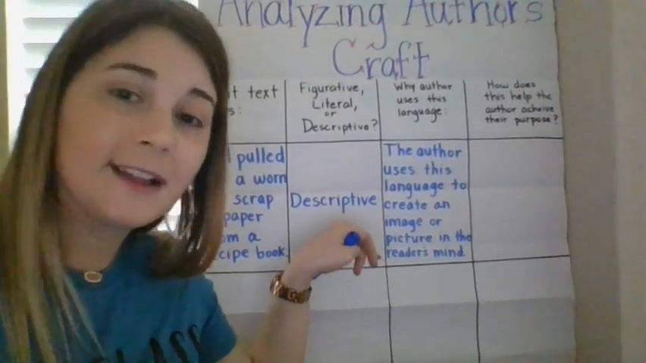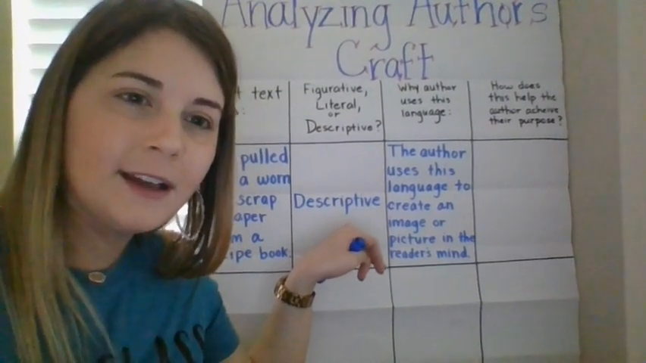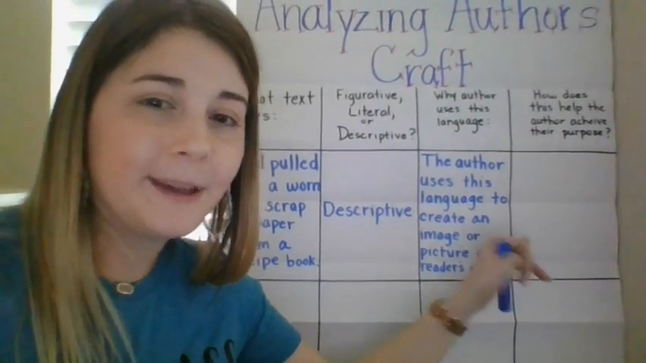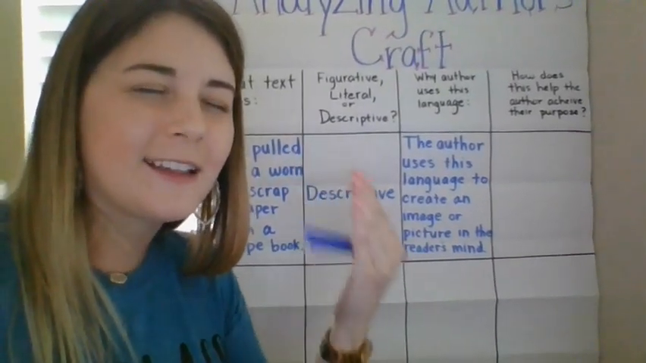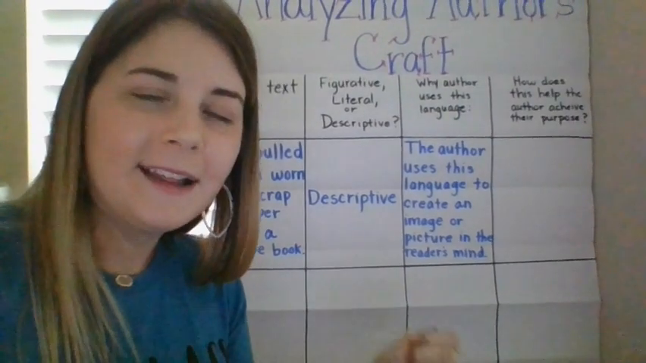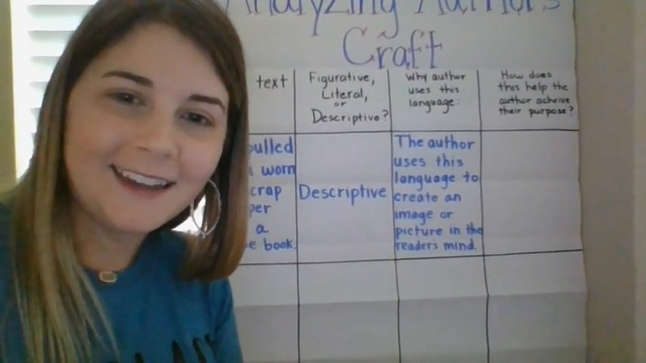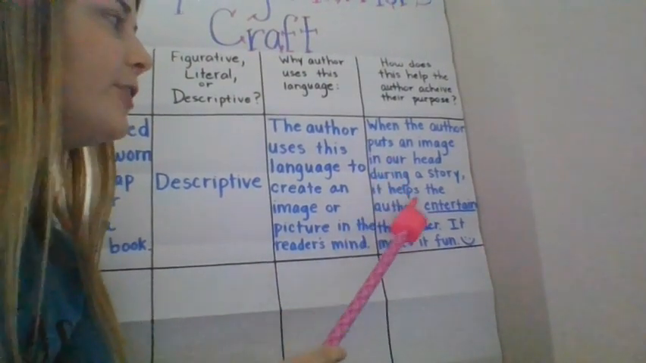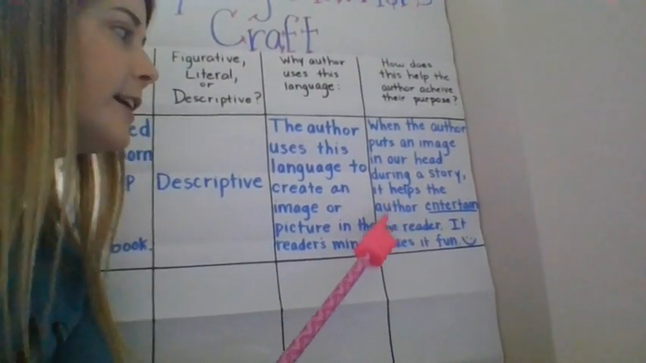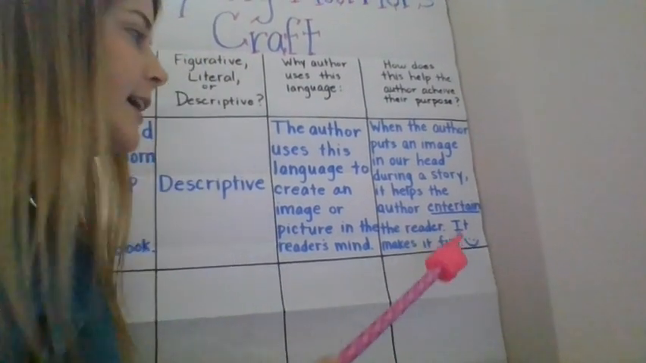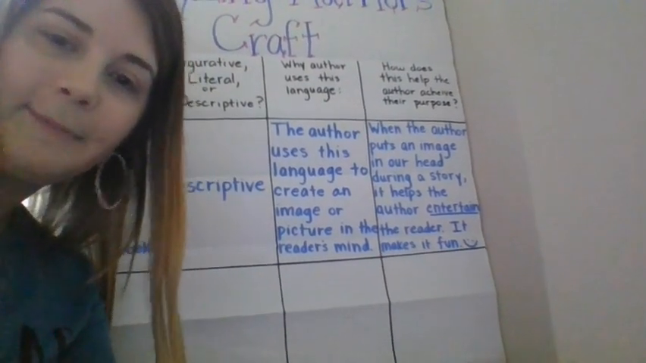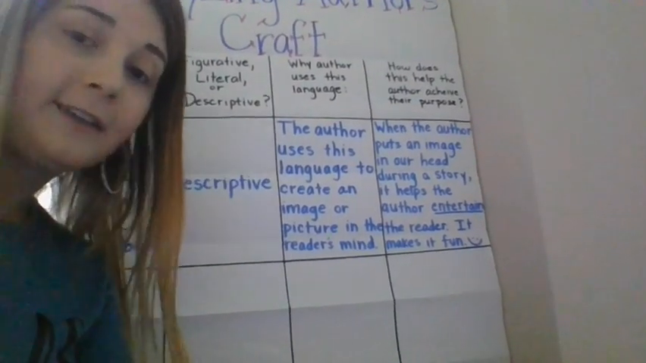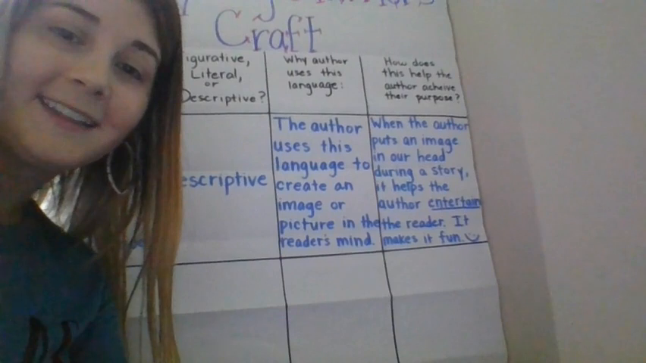And whenever he uses descriptive language, it helps the author entertain us better, because now we can actually see the story in our mind, and that makes the story a lot more fun to read. When the author puts an image in our head during a story, it helps the author entertain the reader. This makes it fun to read. That is how it helps the author achieve their purpose.